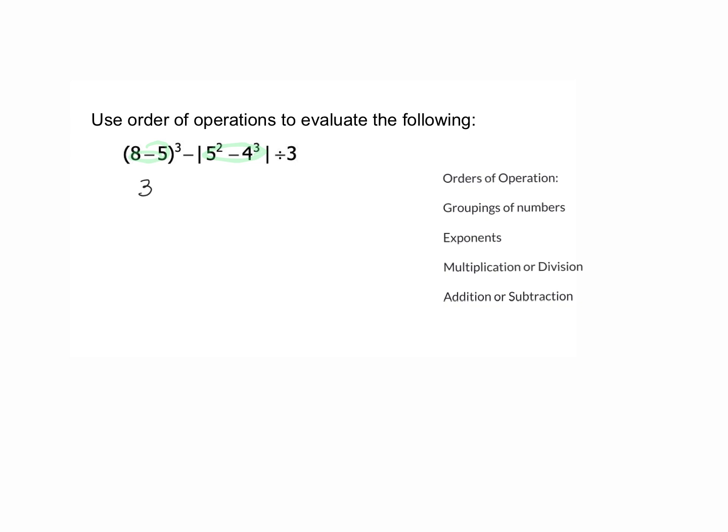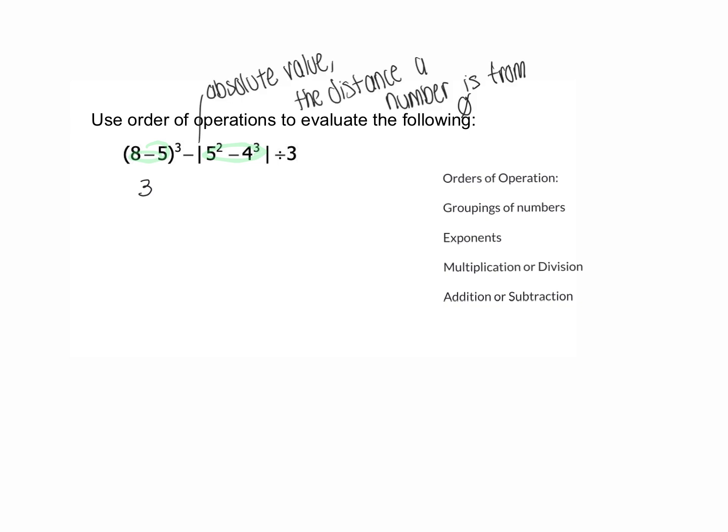But then this one over here, the 5 squared minus 4 cubed in this bar means absolute value. It's how far a number is from 0. So like the absolute value of 5, how far away is that from 0? 5. And then the absolute value of negative 4, how far away is that from 0? That's 4. So I drew these numbers plotted on a number line. And as you see, the distance that I drew here is always going to be positive. So that's why we make these numbers positive.